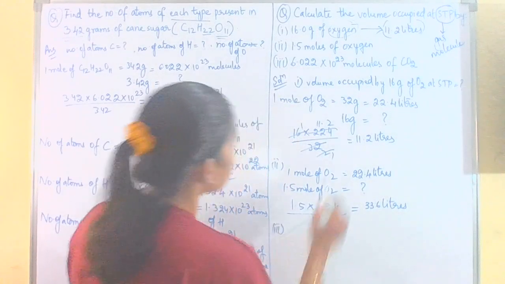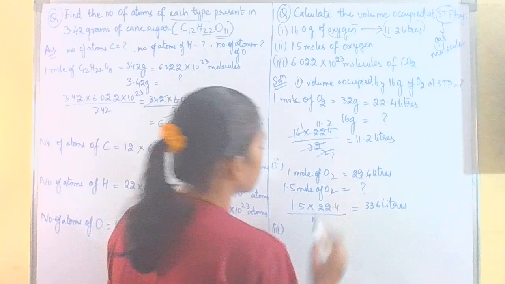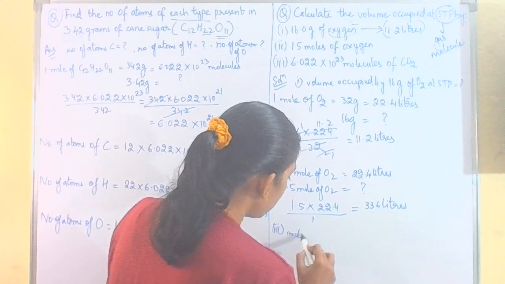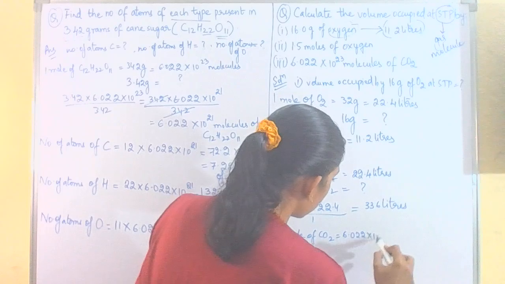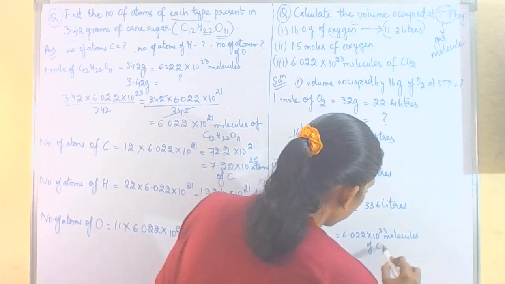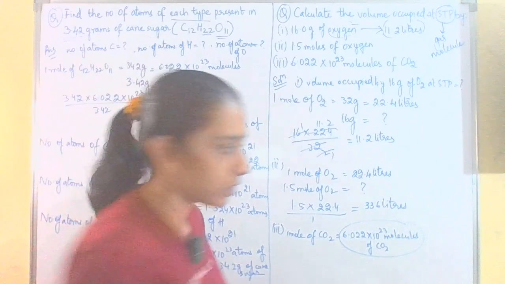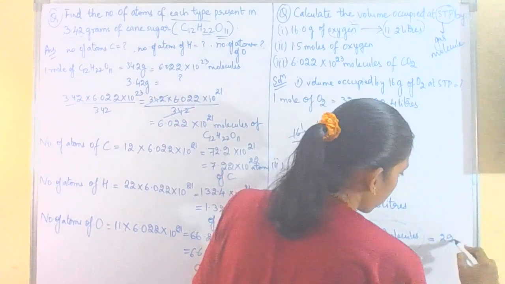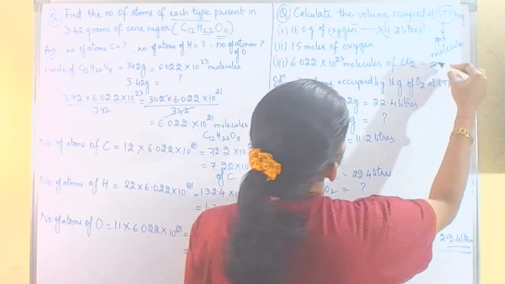Now we have to find out the volume occupied by 6.022 into 10 to the power 23 molecules of carbon dioxide. So 1 mole of CO2 is equal to 6.022 into 10 to the power 23 molecules of CO2. So in the question also they have asked the volume occupied by 6.022 into 10 to the power 23 molecules of CO2, which is equal to 22.4 liters. So 22.4 liters is the answer here.